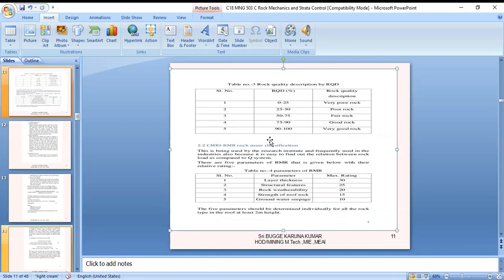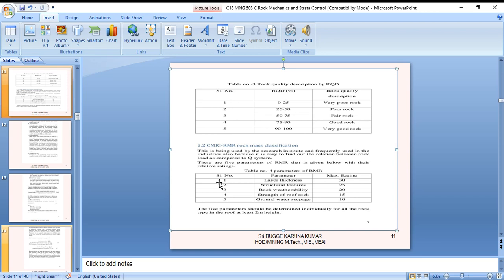So the table gives the rock quality description by RQD. 0 to 25 is very poor rock, 25 to 50 poor rock, 50 to 75 fair rock, 75 to 90 good rock, and above 90 very good rock. This is used by research institutions and frequently used in industries also because it is easy to find the relationship between the rock load as compared to the Q system.